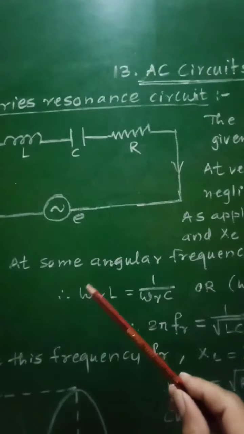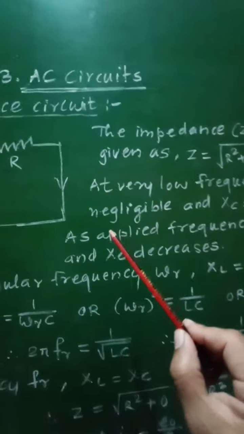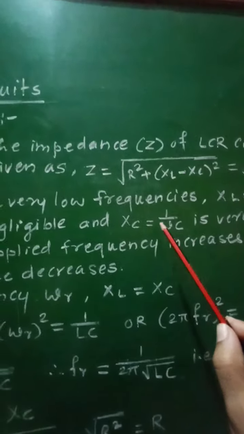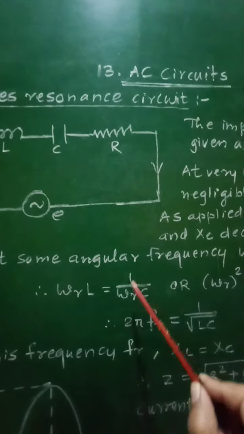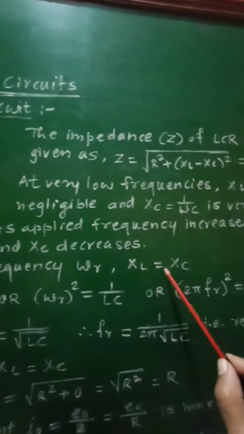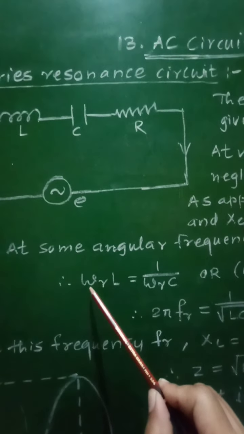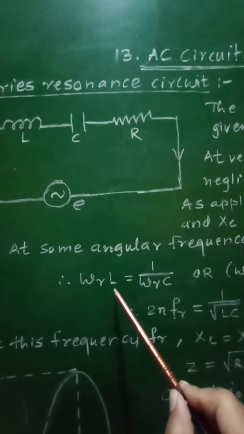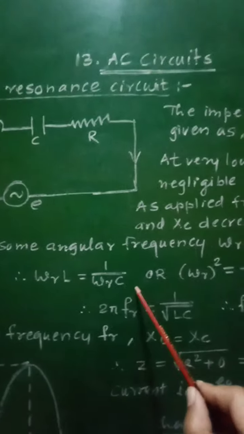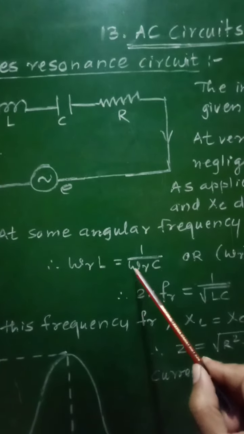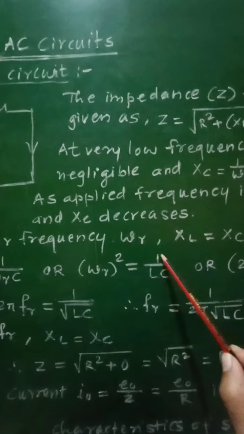And therefore we can write, as XL is equal to XC, but XL is equal to omega L and XC is equal to 1 upon omega C, omega R L is equal to 1 upon omega R C. By putting that particular angular frequency omega R, in place of omega L we get omega R L, and in place of 1 upon omega C we get 1 upon omega R C. Shifting omega R to the left and L to the right, we get omega R square equal to 1 upon LC.